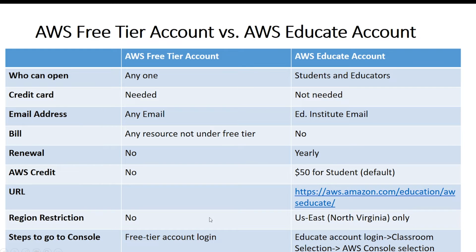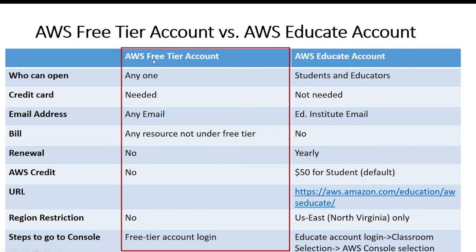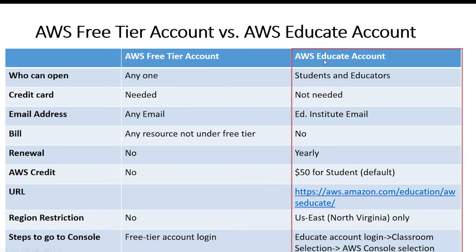Let's take a look at some of the key differences between these two types of accounts. The left side column shows different characteristics of the account. The column in the middle shows different values for those characteristics for the free tier account. And the right side column shows different characteristics for an AWS Educate account.